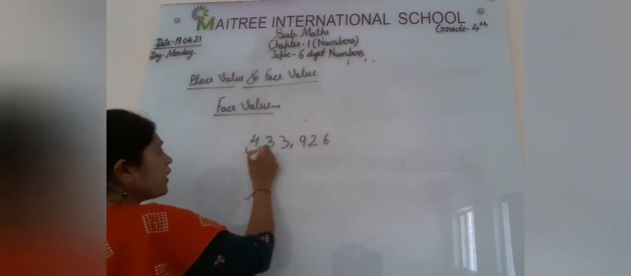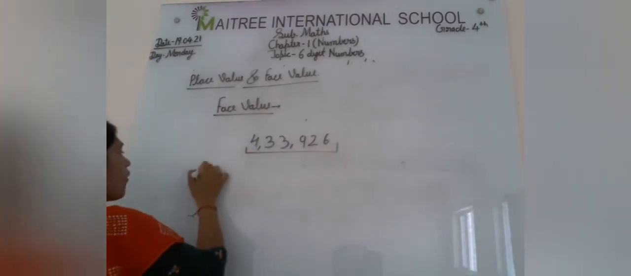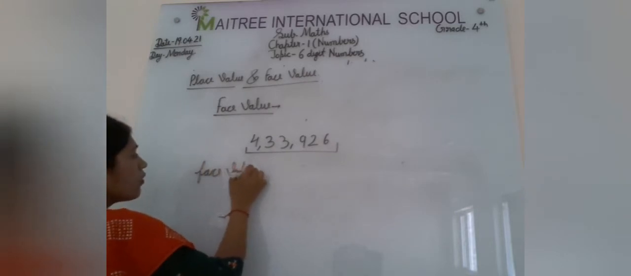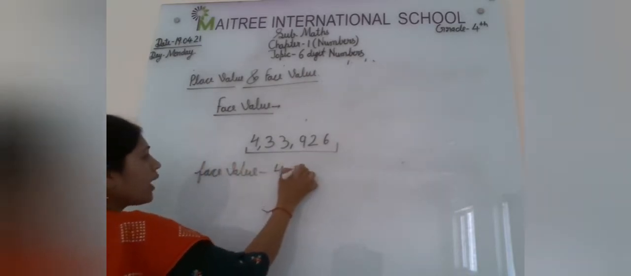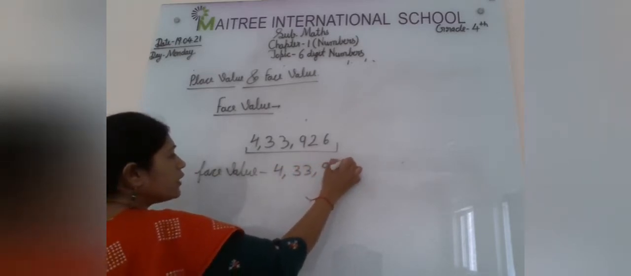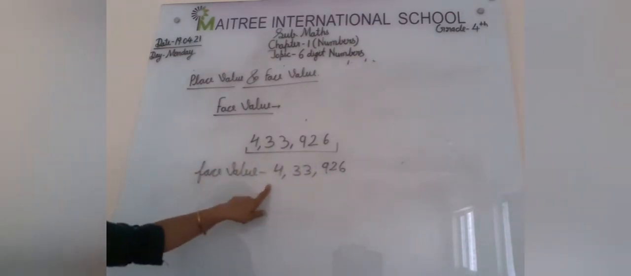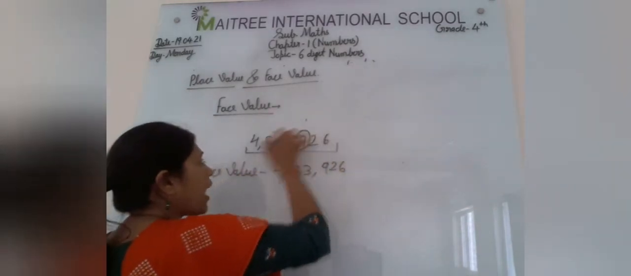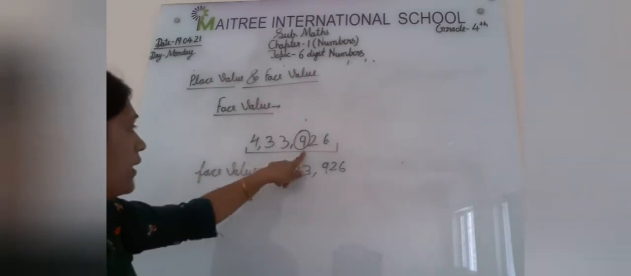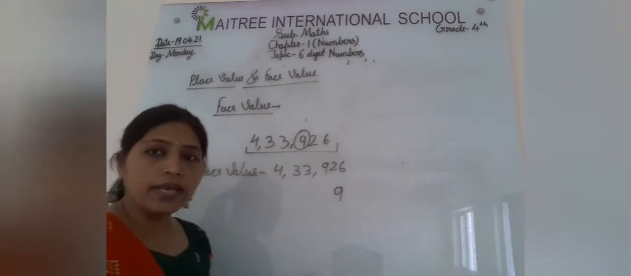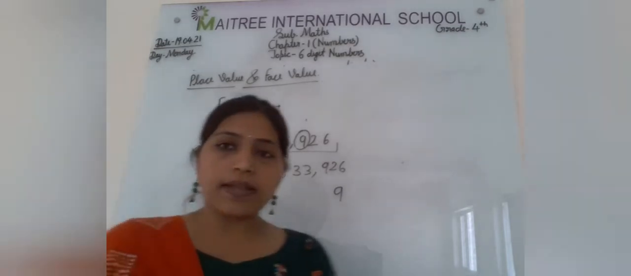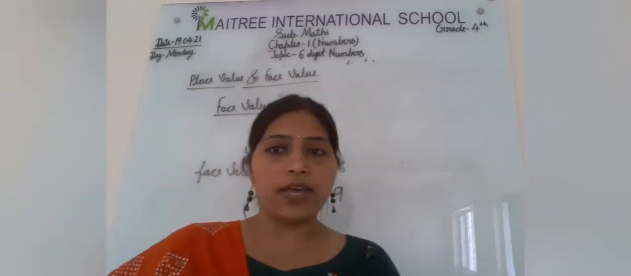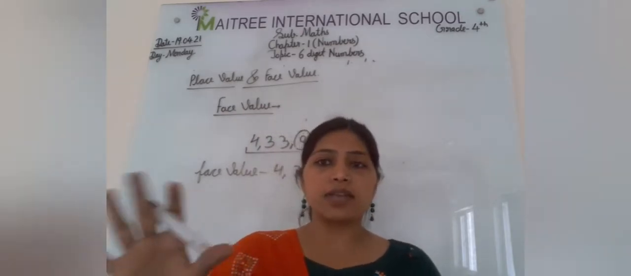4,33,926. If I am talking about the face value of this number, it is the number itself, 4,33,926. So the face value of this number is the same number. Or if they are asking about a single digit, tell the face value of 9 here. So what is the face value of 9 here? 9 only. Okay, the number itself. So the face value is very simple. Whatever is the number, that is the face value. No need to do anything here. Just write the same number.